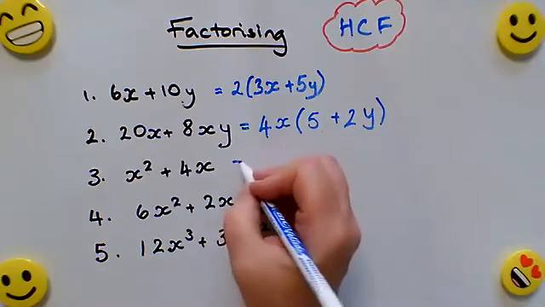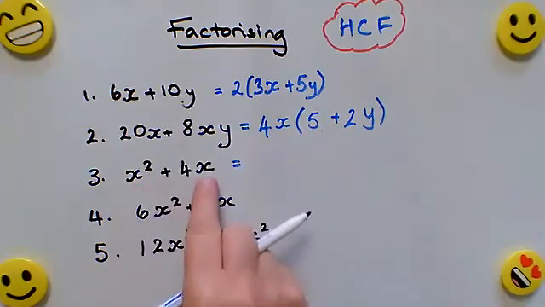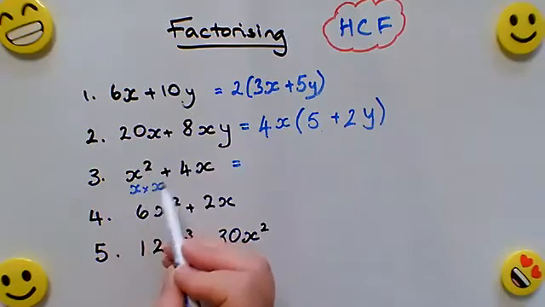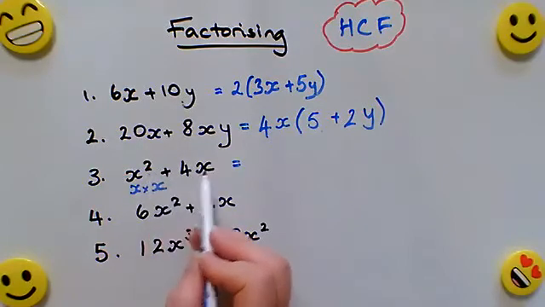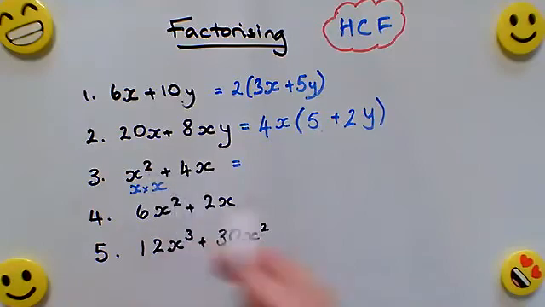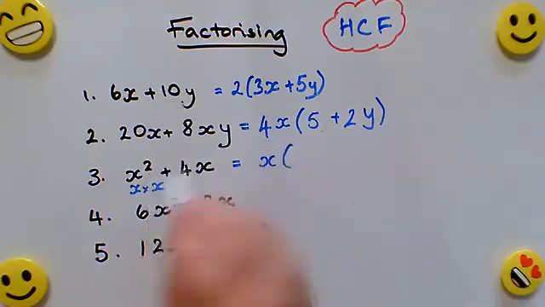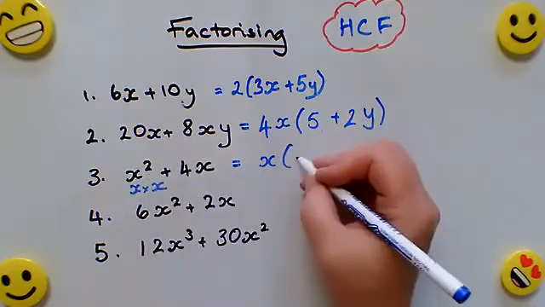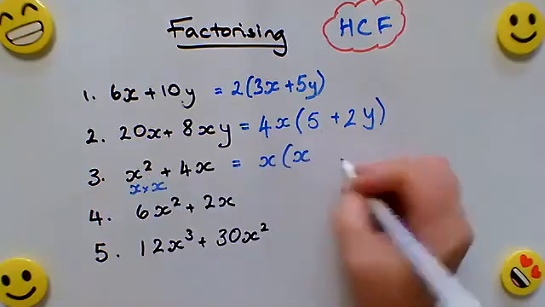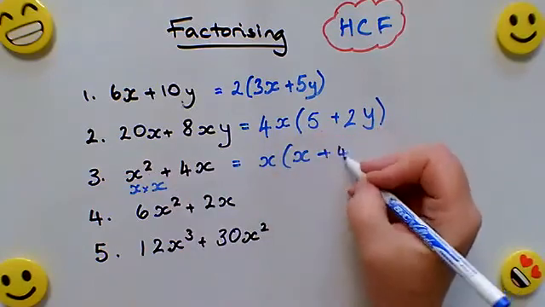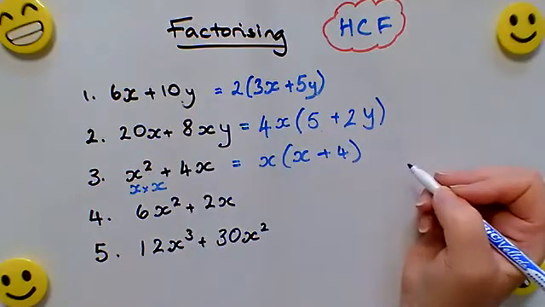Okay, the next example, x squared and 4x. Well, x squared is x times x. So both of these terms share the highest common factor of 1 lot of x. So we take x outside the bracket. Then inside the bracket, I want x squared. So I put 1x there. And then I want plus 4x. So x times 4 will give me 4x.